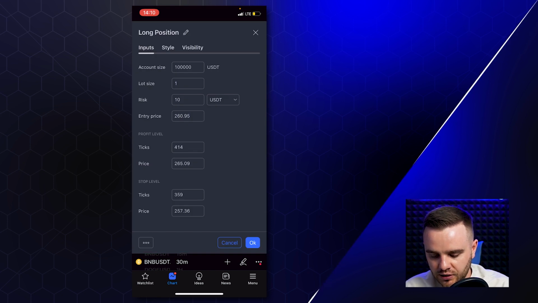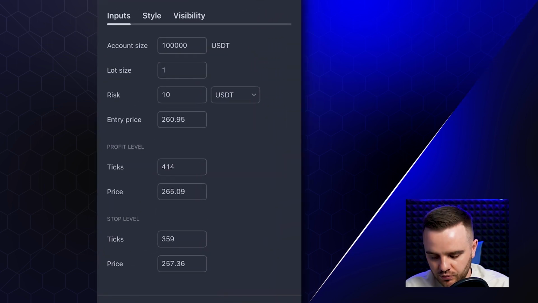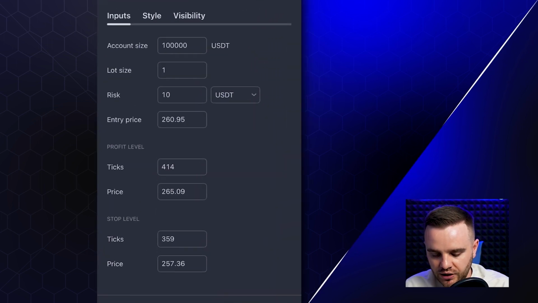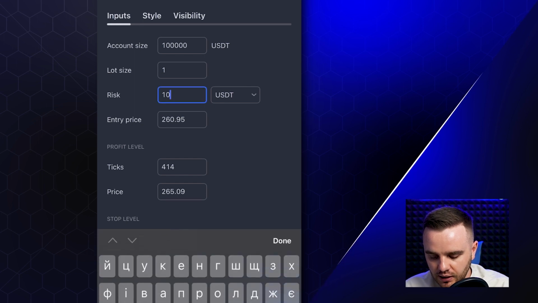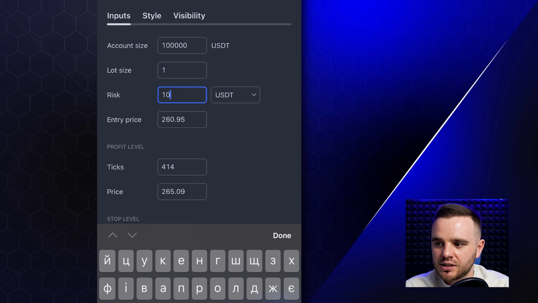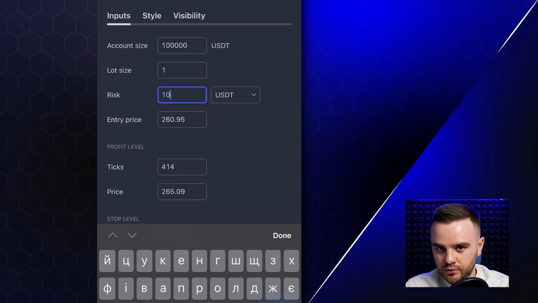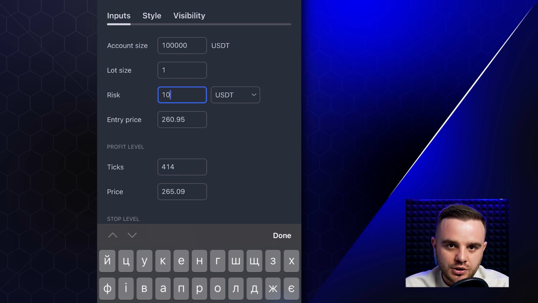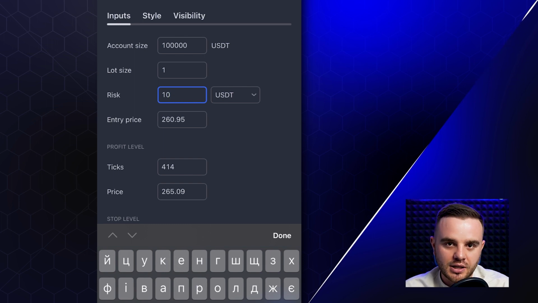What you should write here, at this moment you can just copy what you have here with risk, lot size, and all of this. Here is your risk in position. What do we mean by risk in position? It is how much you will lose if the price hits your stop loss. It is the first thing we teach our students when they start their path in trading.